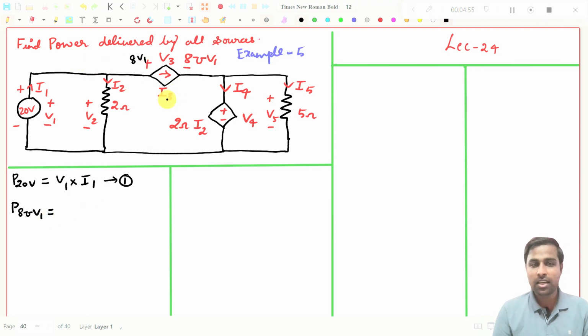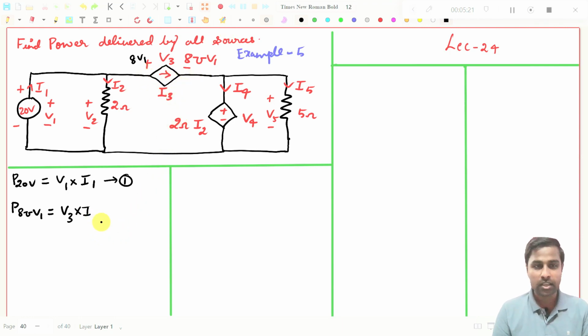so what is the voltage here? This is V3, right? V3. The voltage across this source is V3, and what is the current? Current, which is nothing but I3, right? I3, and it is also a current source. If you find what is the value of current source, then that is nothing but I3. So that should be multiplied by I3, because see, this is flowing from plus to minus here.